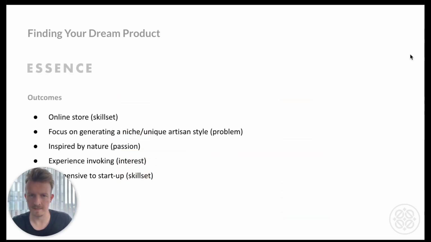So based on that exercise, these are some of the outcomes that I need to look at as a business to go into. So for me, because I'm a technologist, I have to really look at building an online store, take advantage of my skill set when it comes to understanding online brands, building websites, integrations and stuff. I think that was number one. So as you can see there, that's aligned to a skill set. The problem statement that I've captured is a focus on generating a niche, unique artisan brand and style, because that was one of the problem statements I identified as part of that exercise.